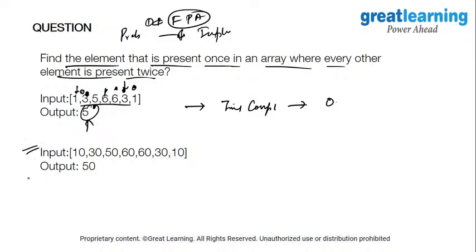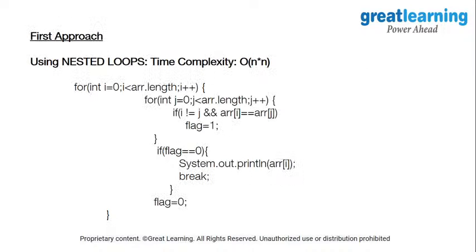So you have an array and you have to return that number. This was the problem statement. Again, 10 is here, 30 is here, 30 is here, 50 is absolutely alone, and 60 is here. So for 50, you have to return this. So this is the problem statement. Now let's see the first approach.